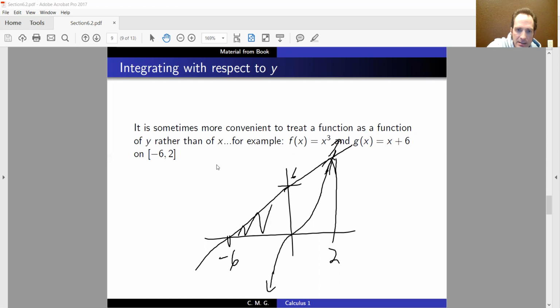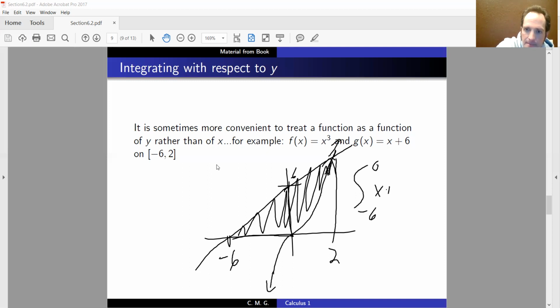So the area I'm interested in is here. Well, notice I'm going to have to break this into two separate integrals if I want to do this with respect to x. And the reason is I don't go all the way down to the cubic function from -6 to 0. So what I need is -6 to 0 with one function, and that's the x plus 6. And then I'm integrating from 0 to 2, the difference of these two. And so the top function is x plus 6. The bottom function is x cubed.